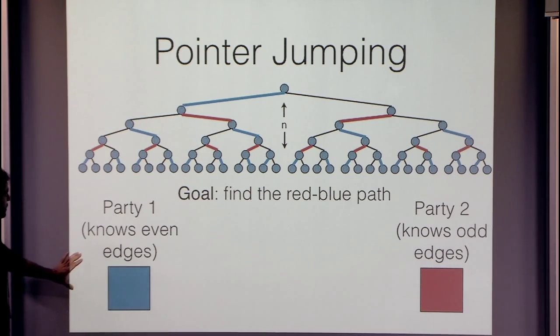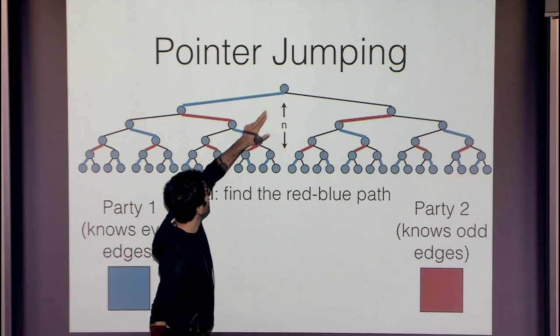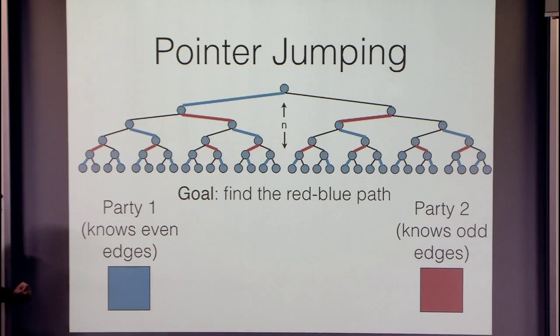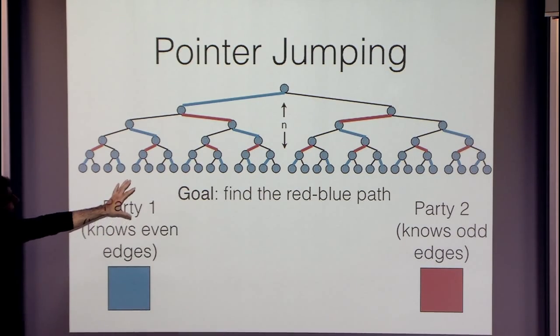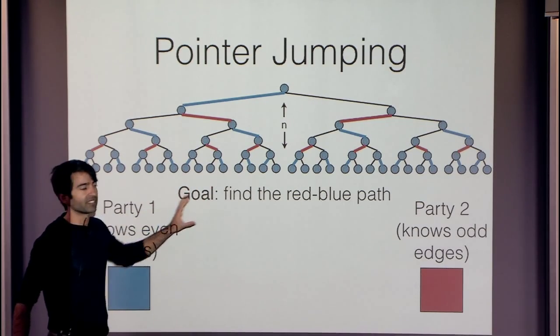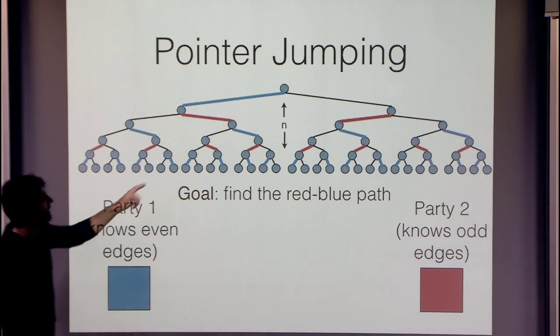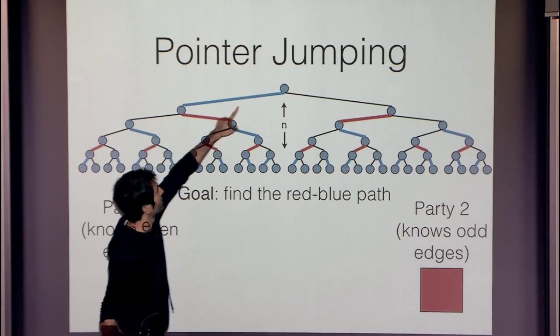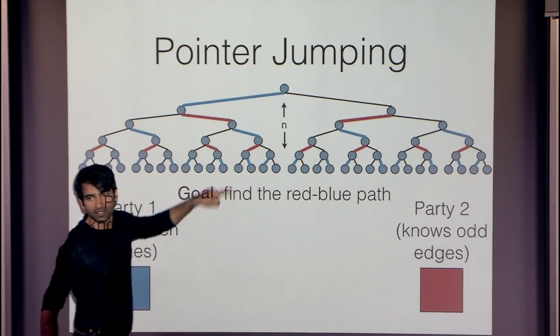Okay? So all of the blue edges here are the edges that come out of even depth vertices, and they're known to the first party. And the second party knows all of the edges that come out of the odd depth vertices. And their goal is to find the unique path in this tree that's in both parties' edges. Okay, which in this case you see is this one. So it's the path that goes from the root to this vertex and then to this vertex, and so on.